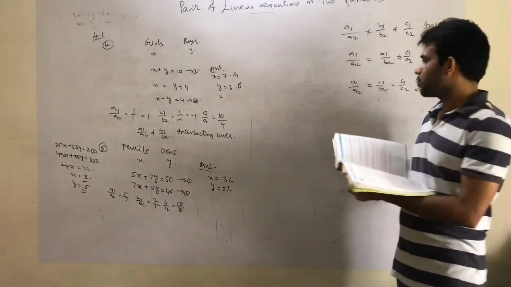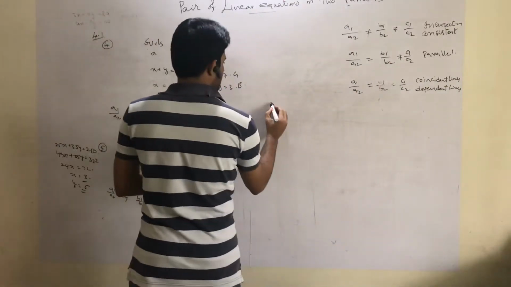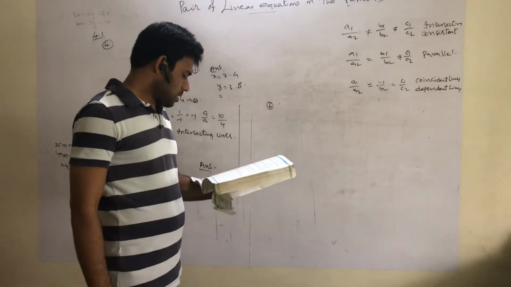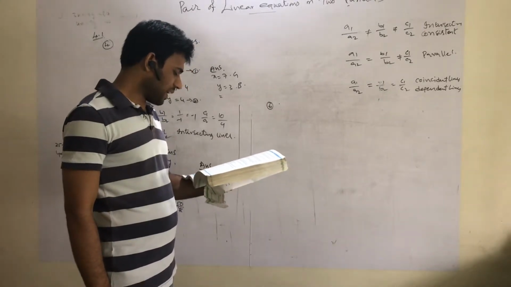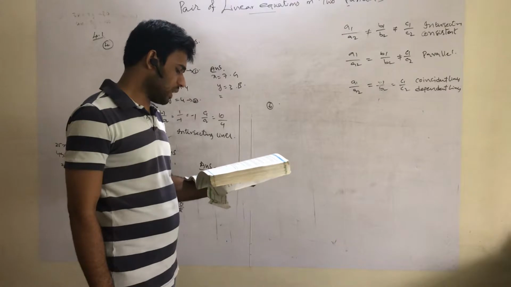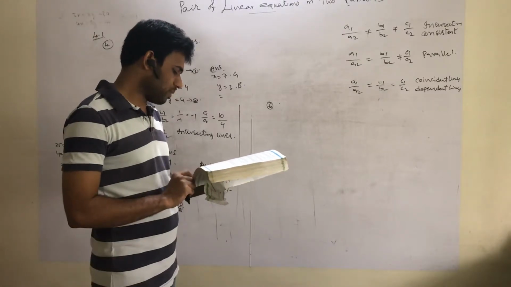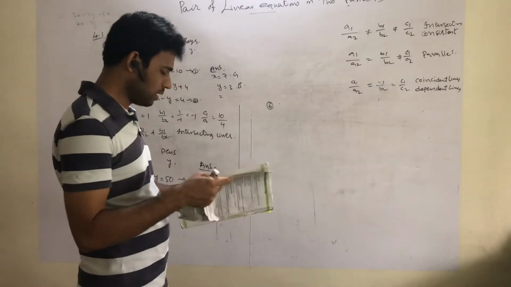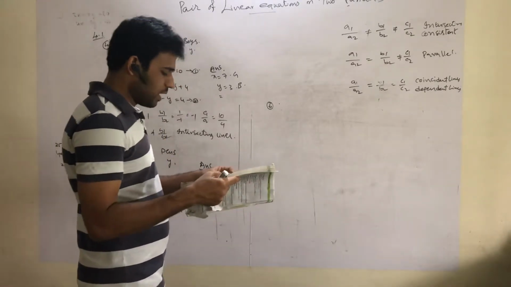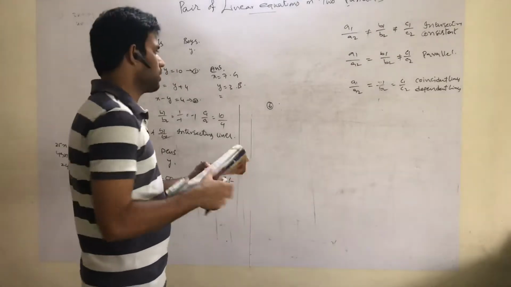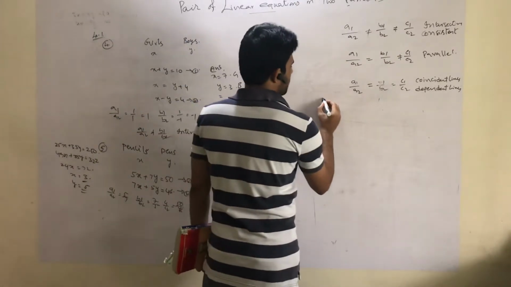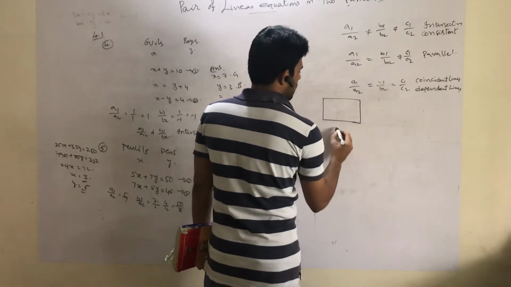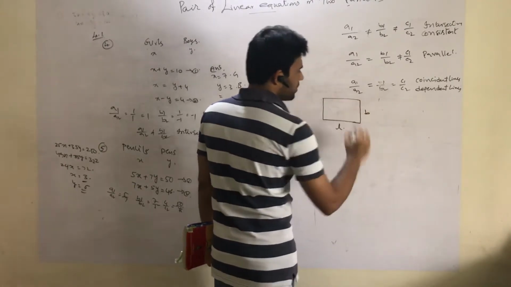So what is problem number 6? Problem 6 is: half the perimeter of a rectangular garden whose length is 4 meters more than its breadth is 36 meters. Find the dimensions of the garden. This is also a simple one. He's saying half the perimeter of a rectangular garden, so let's first consider a rectangular garden whose length is L and breadth is B.